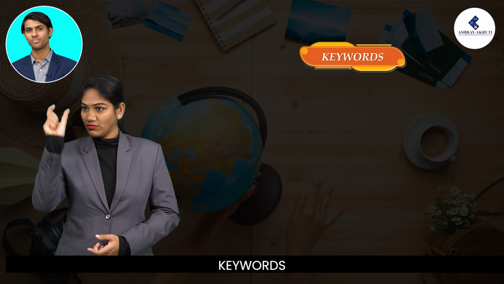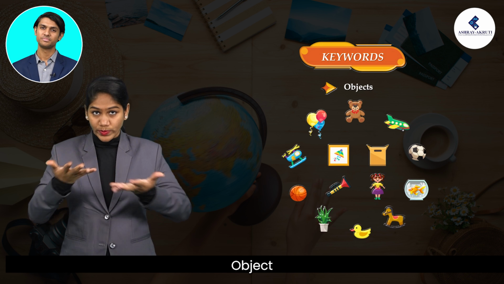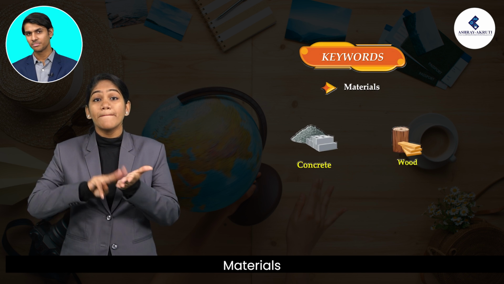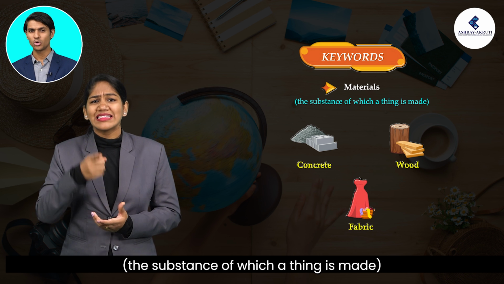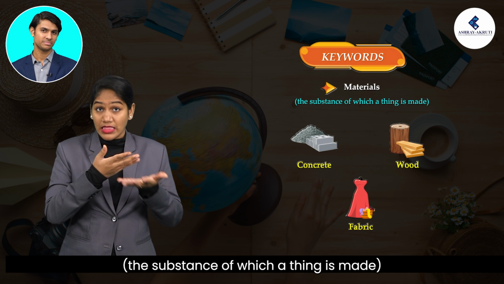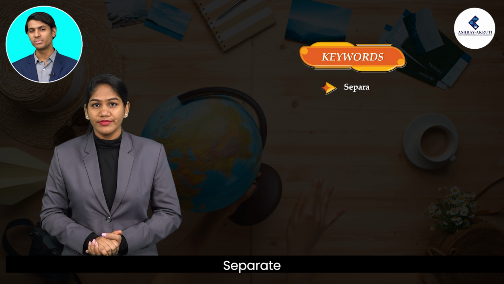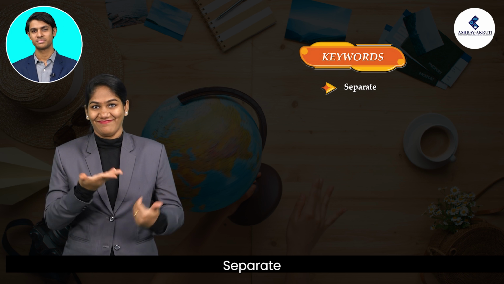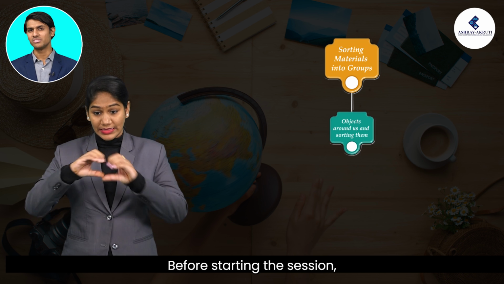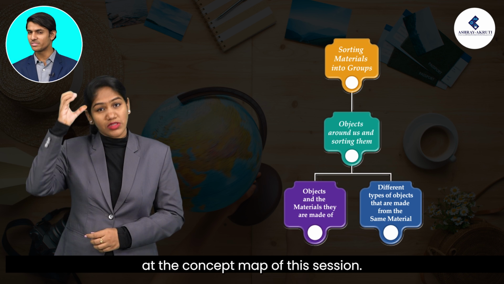Keywords. Objects. Materials: the substance of which a thing is made. Separate. Before starting the session, let us look at the concept map of this session.